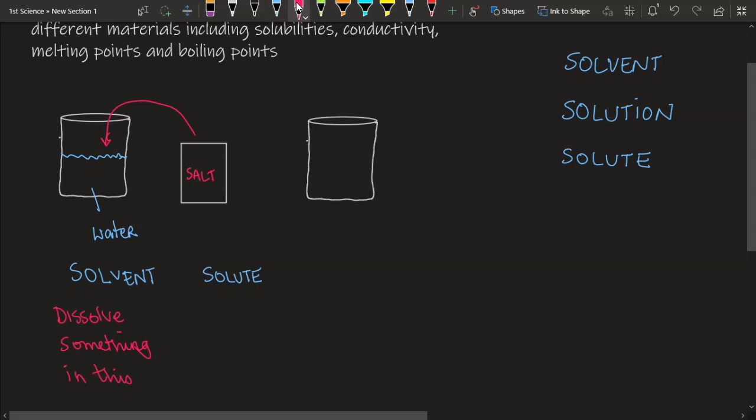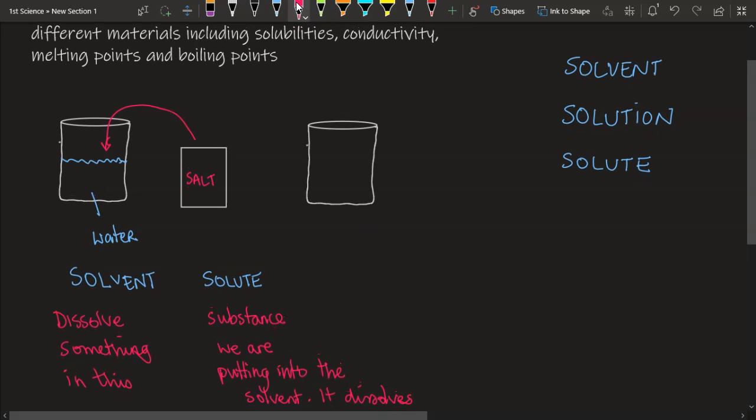And this is the substance we are putting into the solvent, and it dissolves. So you have to understand what each one of those words means. Now, the result is where you end up with water in your beaker, and you end up with salt in this. So when it dissolves down, the salt is mixed in like that.